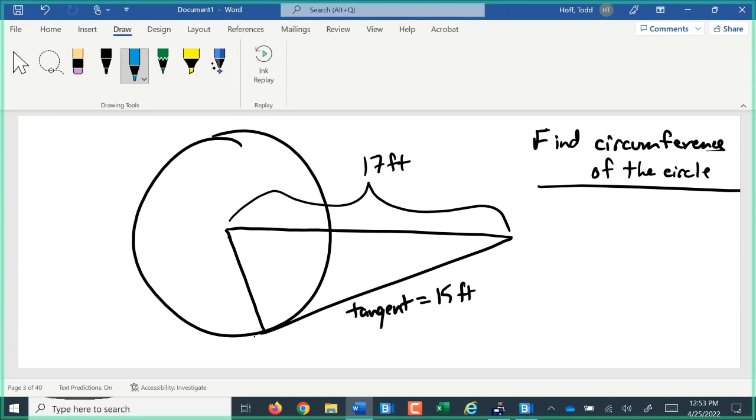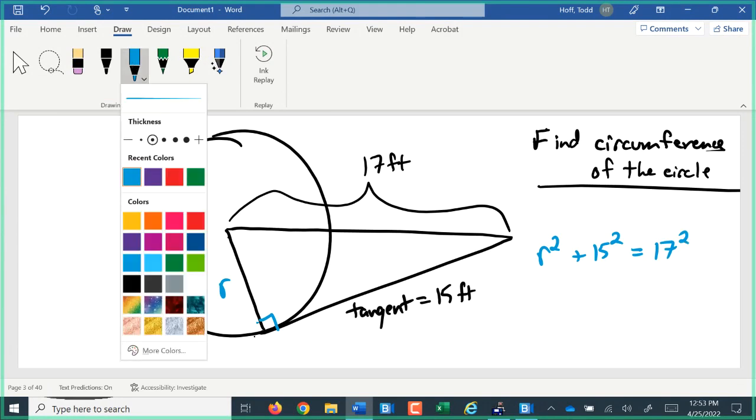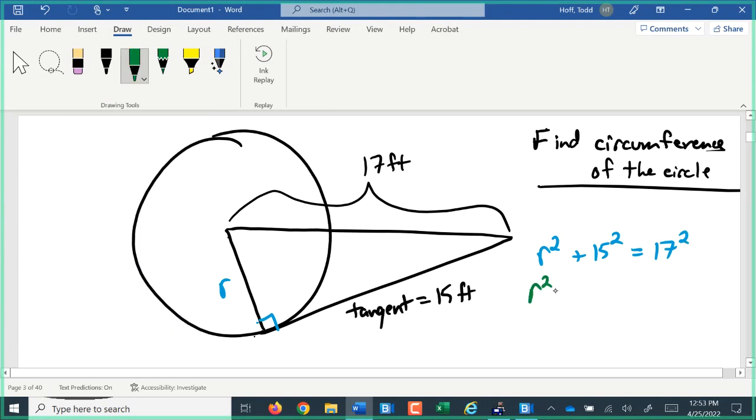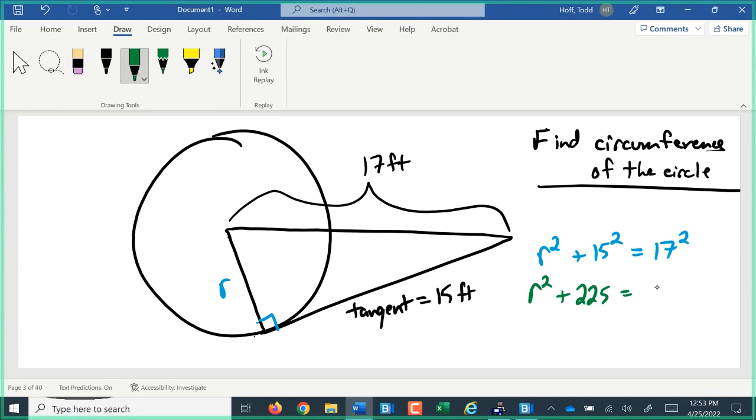Where's a right angle? Right angle's in the bottom corner. When a radius hits a tangent, it's a right angle. So this is our radius. Is the radius a hypotenuse or a leg? It's a leg. It'll be r squared plus, what's the other leg? 15. So r squared plus 15 squared equals the hypotenuse, 17 squared.